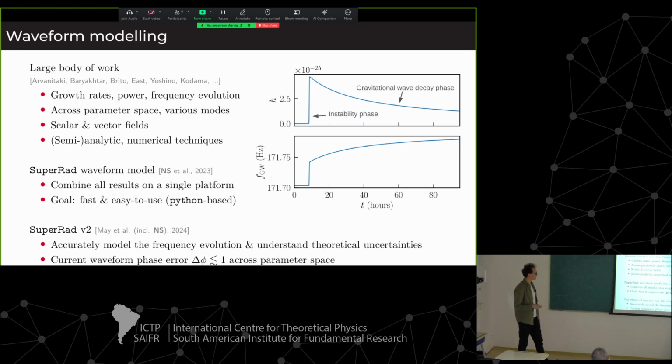And what SuperRad, as well as the V2 version of SuperRad that we published last year, will give you is basically all of these numbers. It will give you the growth rates for all of these given some mass and some spin for the black hole. It will give you growth rates, Hertz frequencies, and so on.